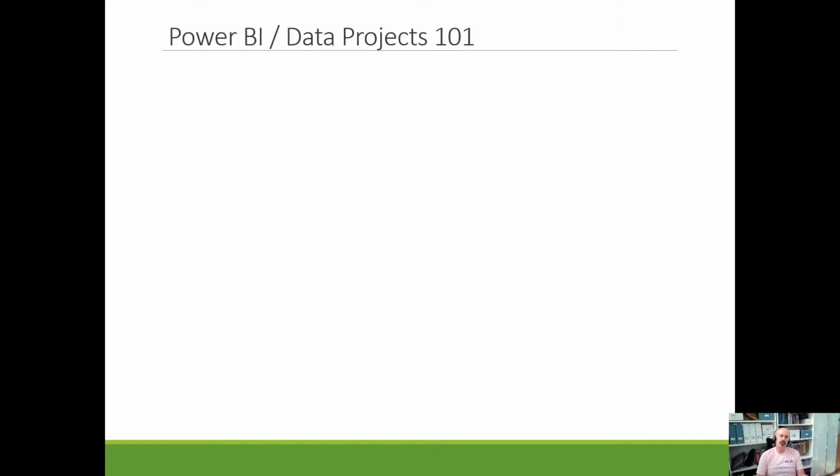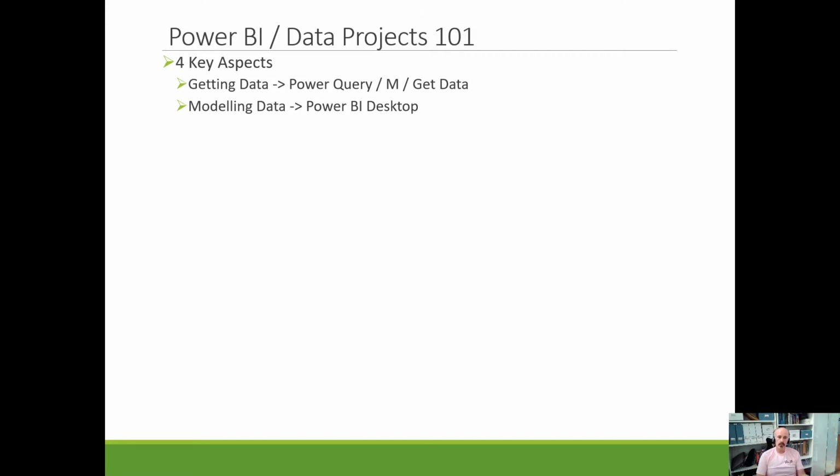Before I get into the demonstrations, let's just talk a little bit about data projects. Most data projects that I'm involved with tend to have four key aspects to them. There's part of them that involves getting data out of systems. So in this demonstration, that's all going to be Power Query and Get Data. There's the modeling aspect, which I'm going to be using Power BI Desktop to do. And modeling is that art of taking data out of source systems and putting it into a shape that actually suits the report in need.